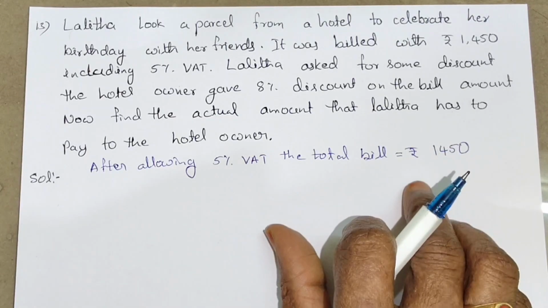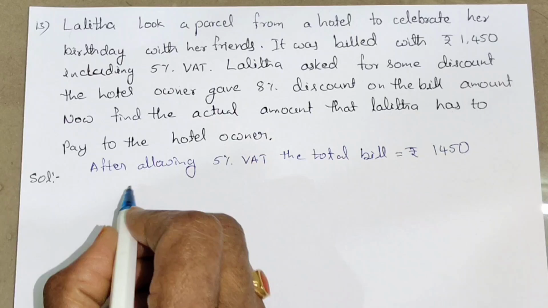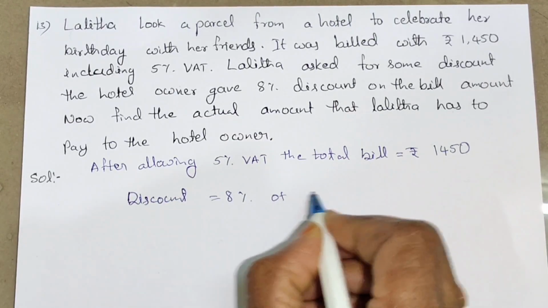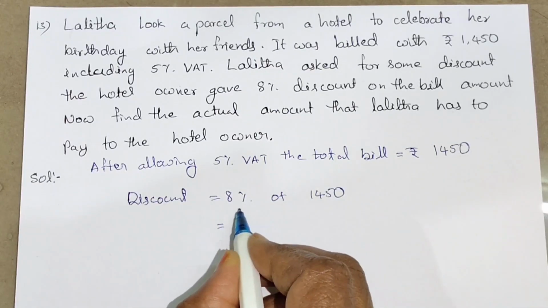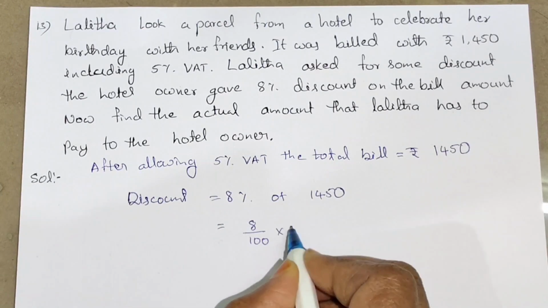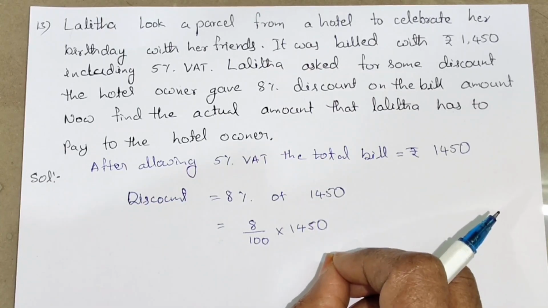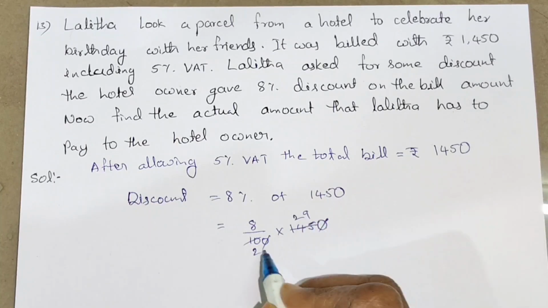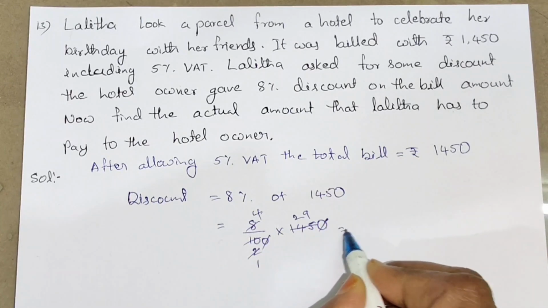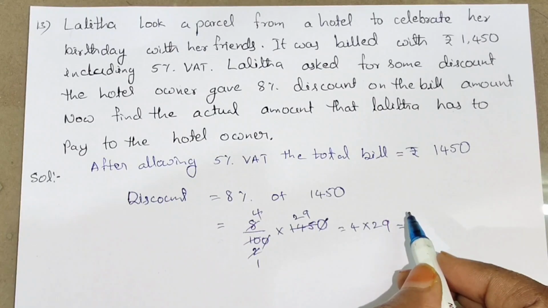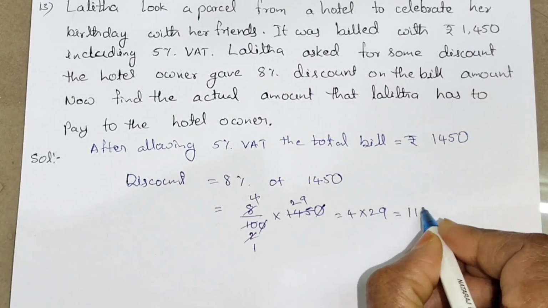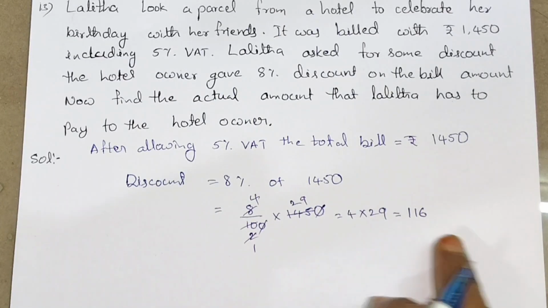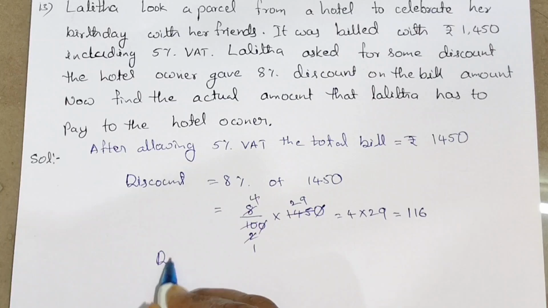Now this bill is before the 8% discount she asked for. So the discount is 8 percent of 1450. We write 8 by 100 into 1450. Simplify this: the zero gets cancelled, 4 into 29 equals 116. So 116 is the 8% discount amount.